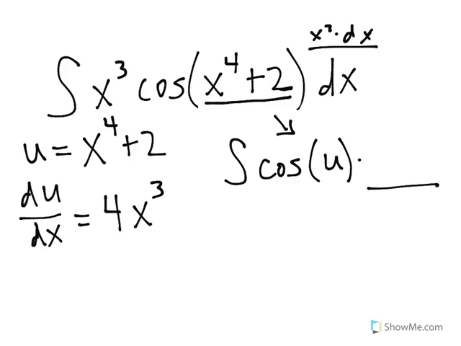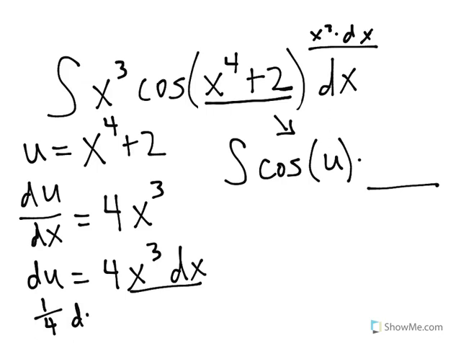Well, let's solve for du in the du dx equation. So get du by itself. This is going to look like du equals 4x to the third times dx. The problem is I don't want a 4x to the third dx, I only want the x to the third dx. So go ahead and divide both sides by 4 and move the 4 over to the other side, since we don't want that on the right side, we want it there on the left. So this is going to look like 1/4 du equals x to the third dx. Well, x to the third dx is what we wanted up there. So now I'm going to replace the x to the third dx, but not with just a du. I'm going to replace it with a 1/4 du.